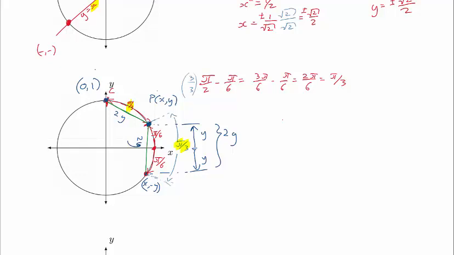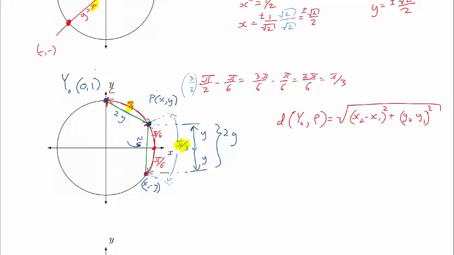So we're going to say, okay, what is the distance? Let's call this point y naught. And so we will calculate the distance between y naught and P. Again, the distance formula is the square root of change in x squared plus change in y squared.